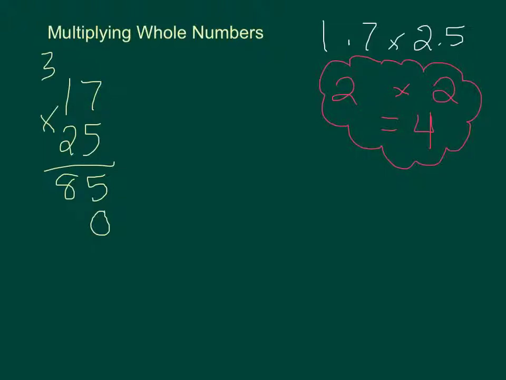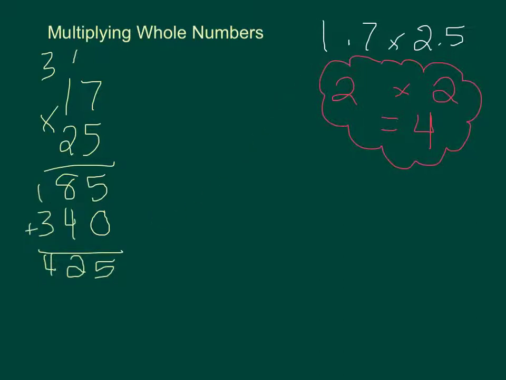2 multiplied by 7 is 14. So I'm going to write the 4, carry the 1. 2 multiplied by 1 is 2, plus 1 is 3, and then I just need to add up all my numbers. So 5 plus 0 is 5, 8 plus 4 is 12, carry my 1, and 3 plus 1 is 4. So my answer looks like it's 425, but I'm going to say, wait a minute, that's reasonable for 17 multiplied by 25, but that wasn't my original equation.